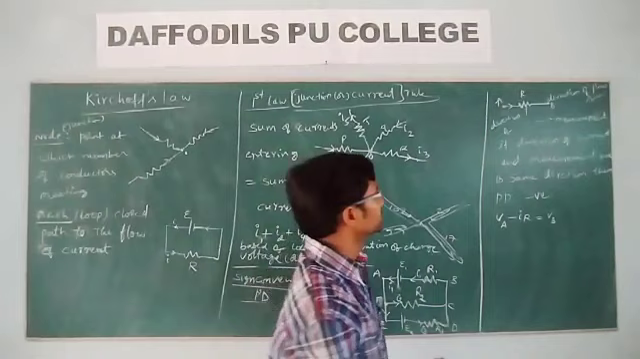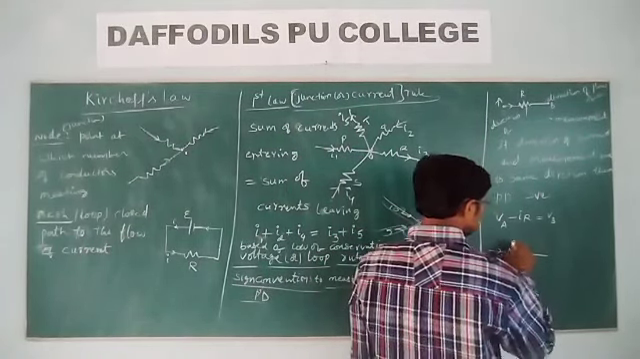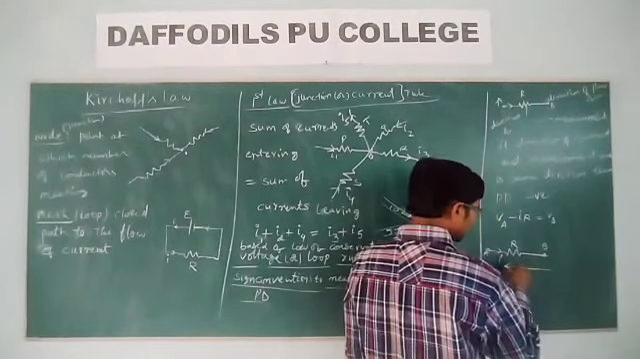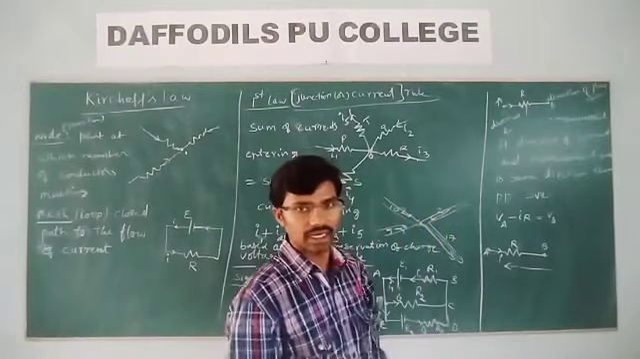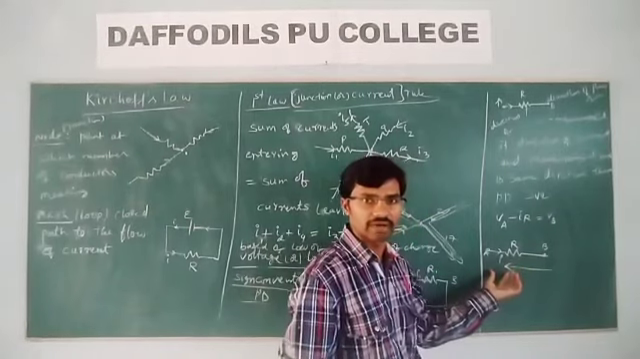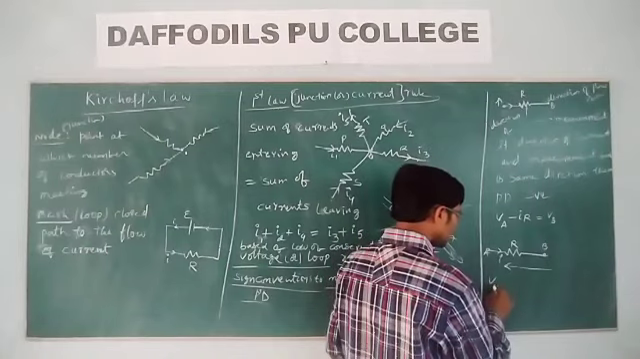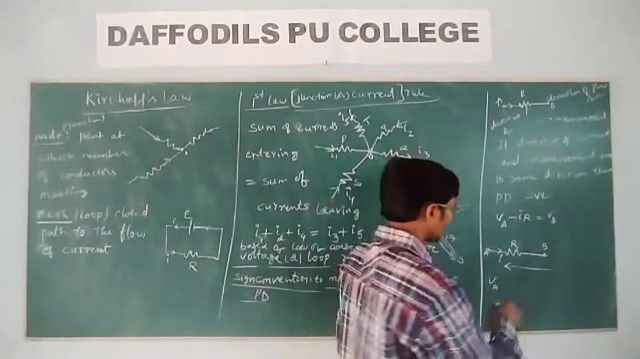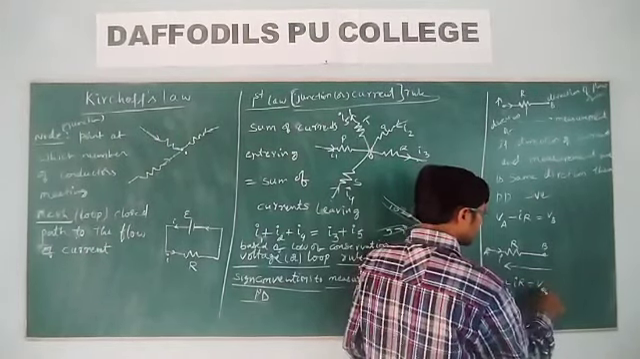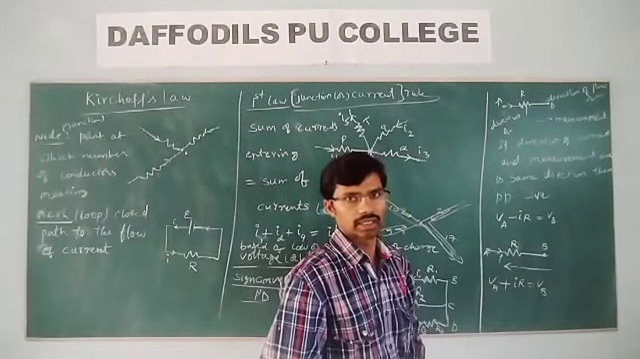Similarly, if this is the direction of current I, resistance is R, and here it is A and here B, but the measurement is in the direction opposite to the flow of current, then the potential difference is taken as positive. So VA plus IR is equal to VB, because of the opposite direction. So VB minus VA is equal to IR.